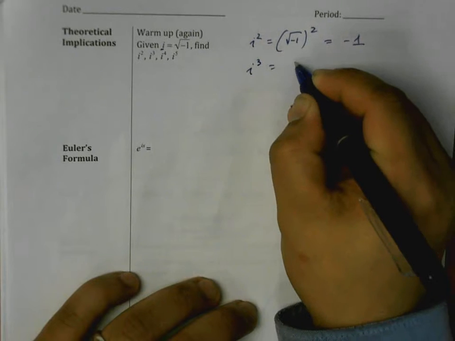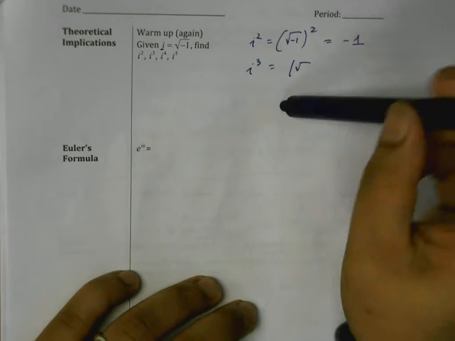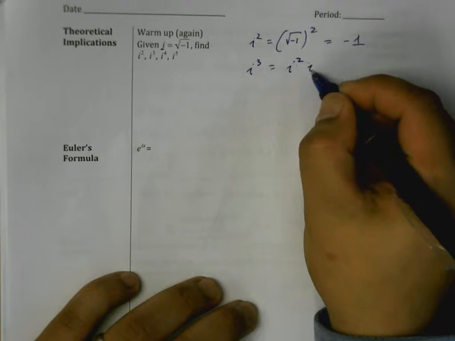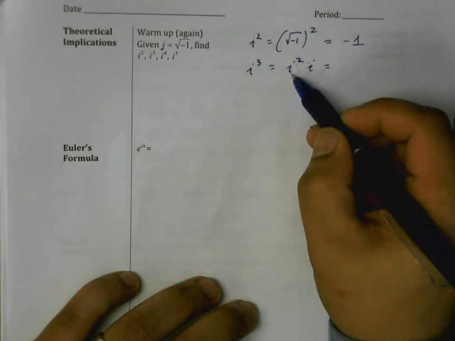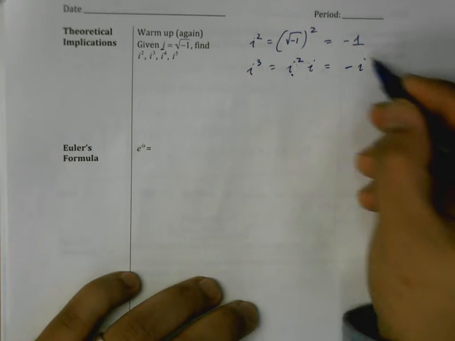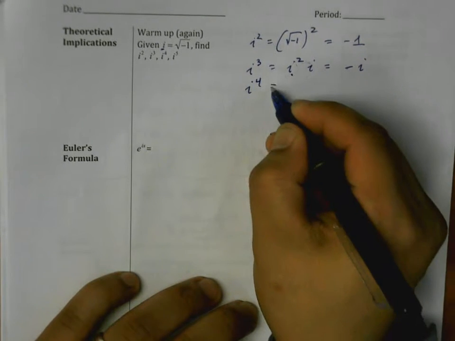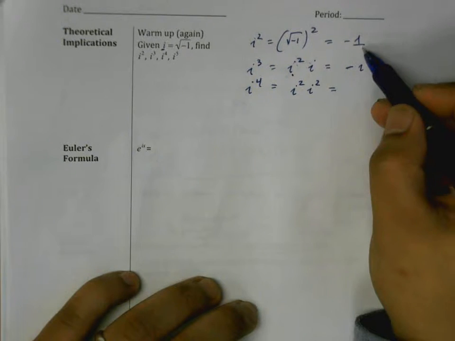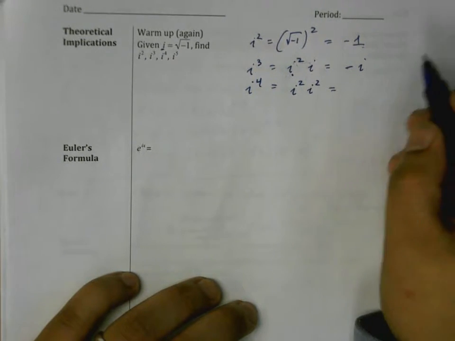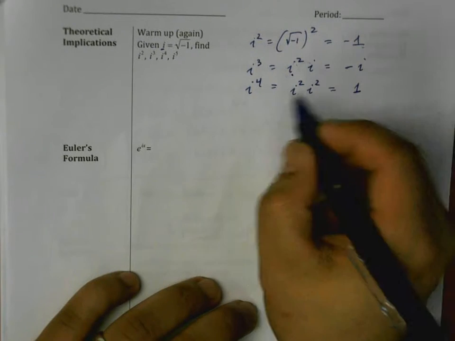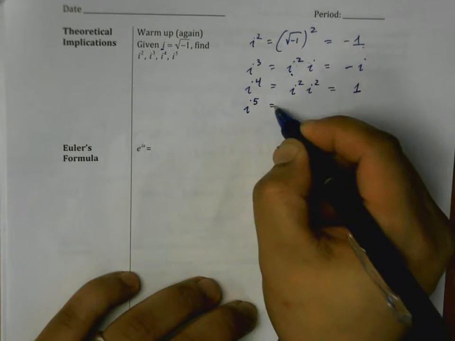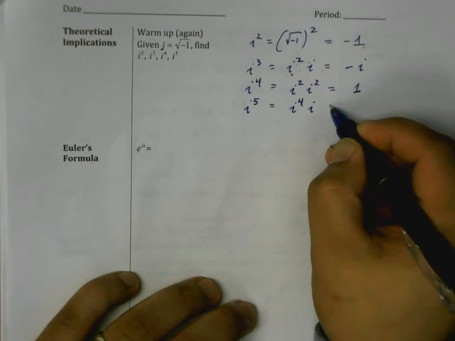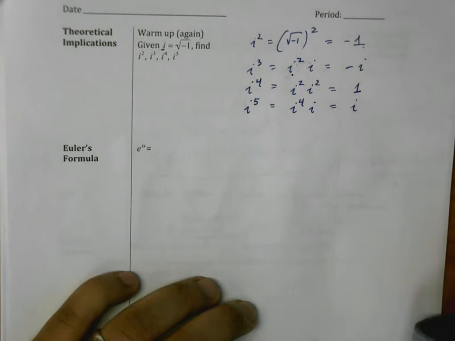i cubed is, maybe I can write it this way better, i squared times i, which is -1 times i, or negative i. i to the fourth power is i squared times i squared, or -1 times -1, so that's just 1. And then i to the fifth is i to the fourth times i, so we're back to the original again.